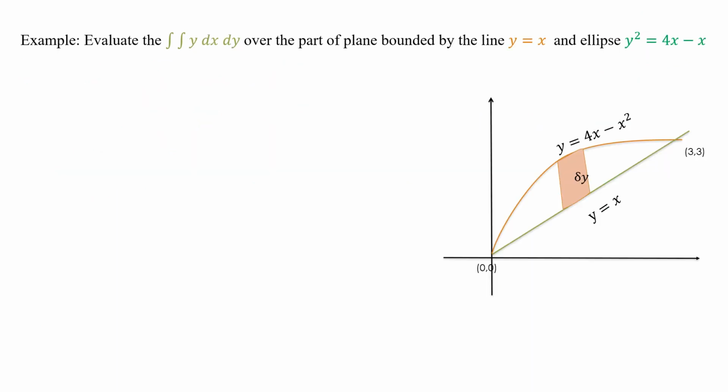So next example, double integration y dx dy over the part of the plane bounded by the line y equal to x and y square equal to 4x minus x.